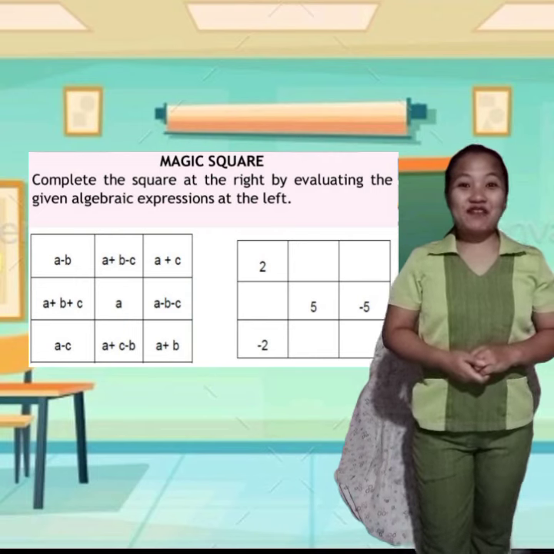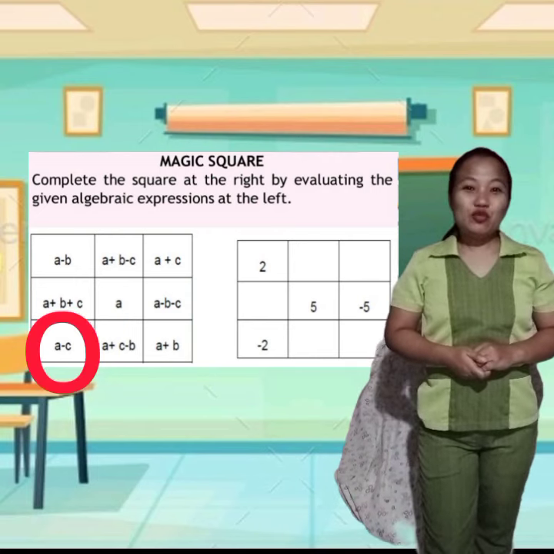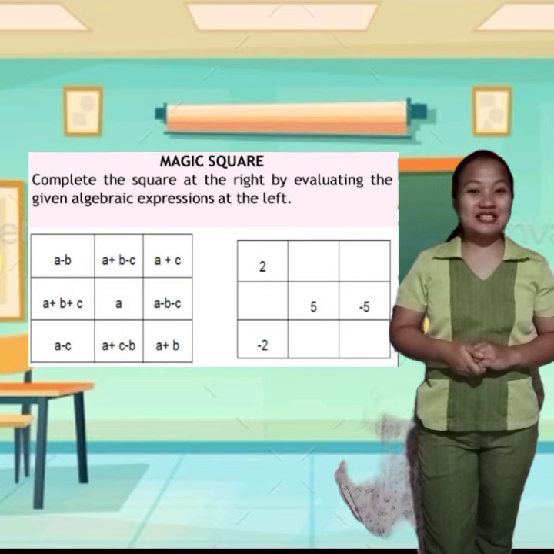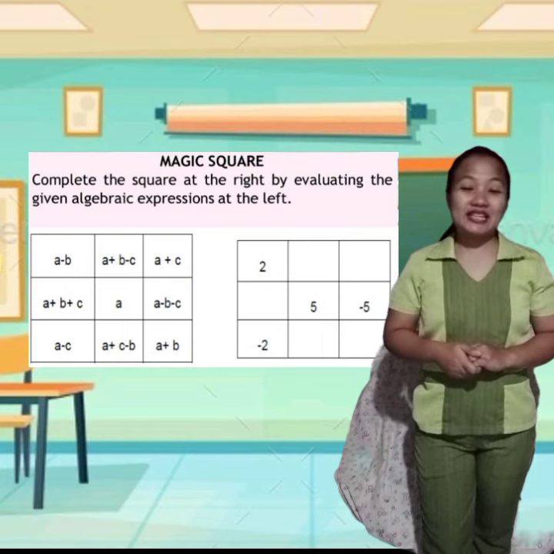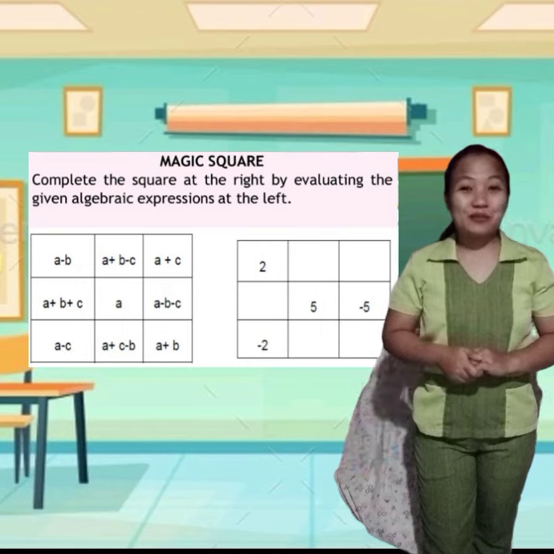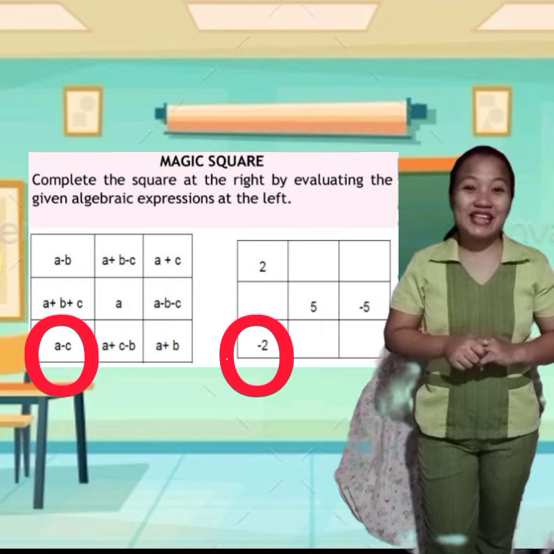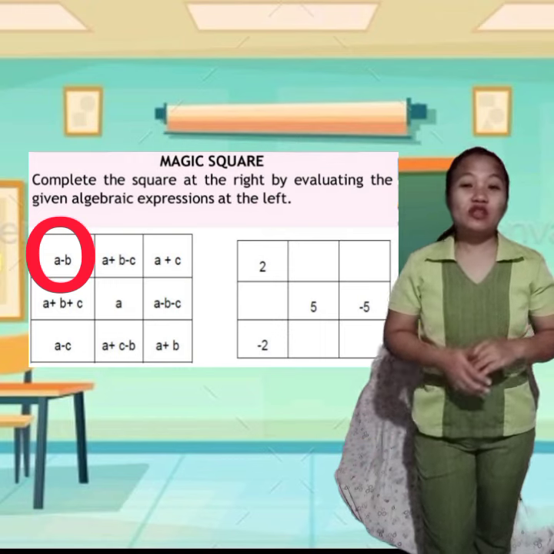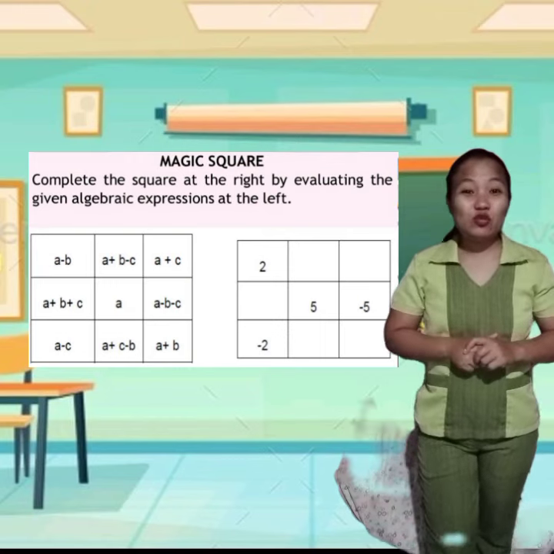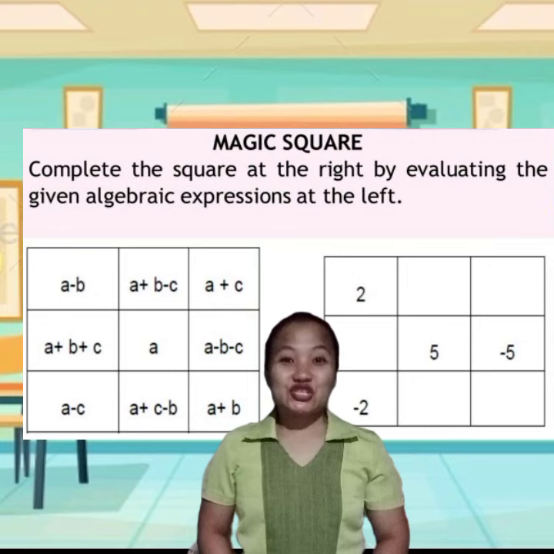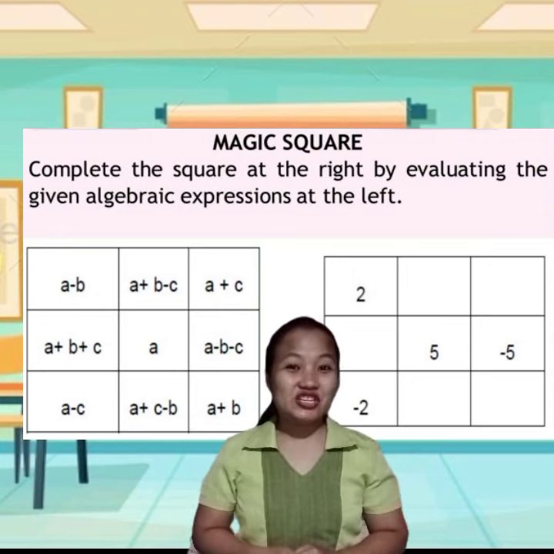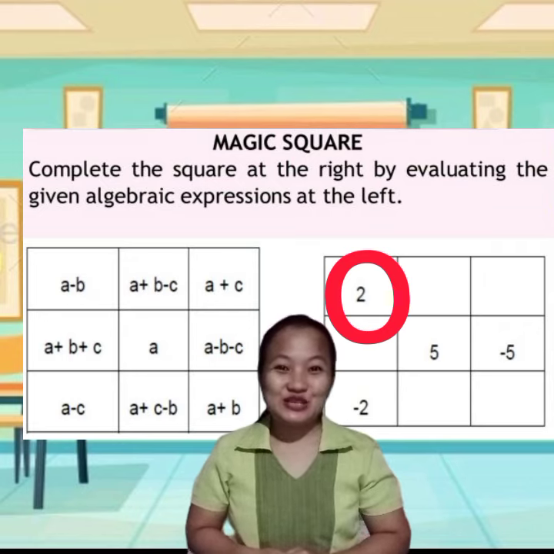For example, we have A minus C. What will be the number assigned to letter A and what will be the number assigned to letter C so that if we subtract those two numbers, it will give us the answer negative 2. Same is true with A minus B. What will be the value of A and what will be the value of B so that if we subtract those two numbers, it will give us the answer positive 2.